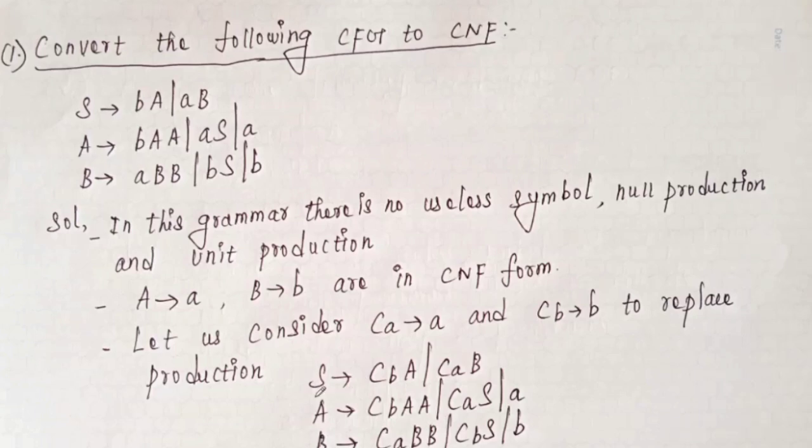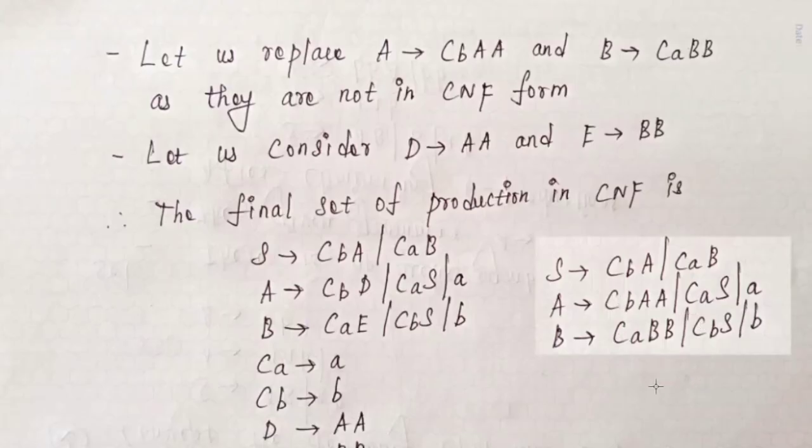In this production, S tends to CBA or CAB is not in Chomsky normal form. Second, A tends to C base B capital A is not in Chomsky normal form. The remaining productions are in Chomsky normal form. Last one, B tends to C base A capital B is not in Chomsky normal form, while CBS or b are both in Chomsky normal form. If we have three or more non-terminals on the right hand side, then introduce new non-terminal symbols.